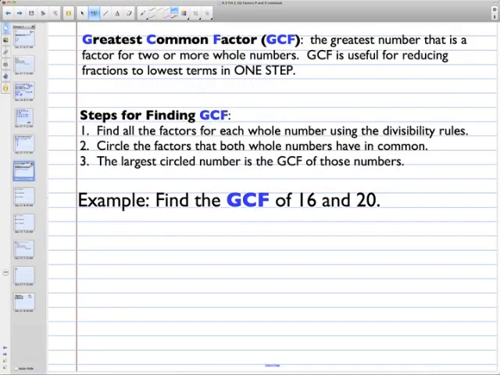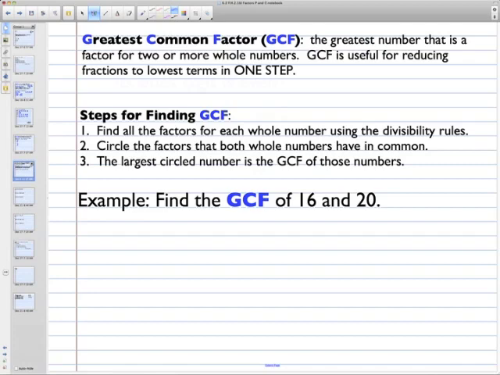Our next objective we're working on tonight is the greatest common factor, or GCF. This will be added into your notebook in key points. The GCF is the greatest number that is a factor for 2 or more whole numbers. GCF is useful for reducing fractions when we need to take them to lowest terms, and we can do that in one step. So this is laying the foundation for our fraction work that will be coming up soon.